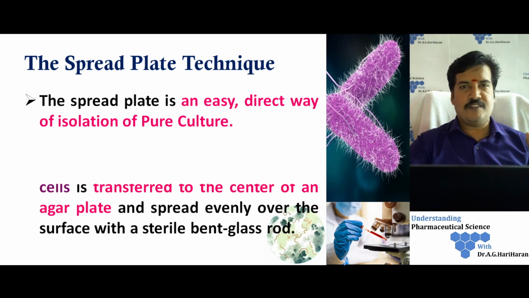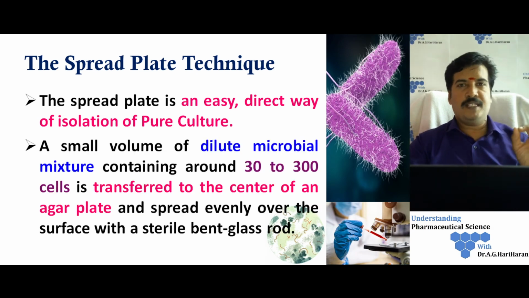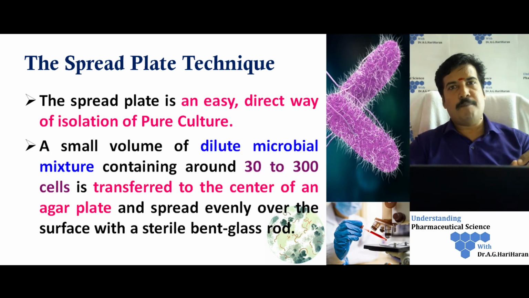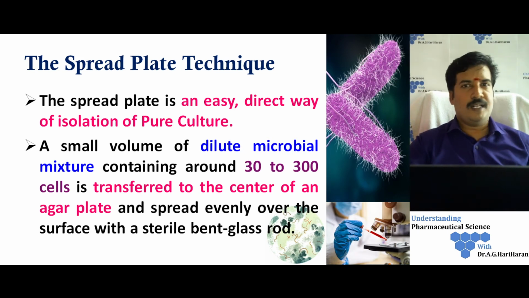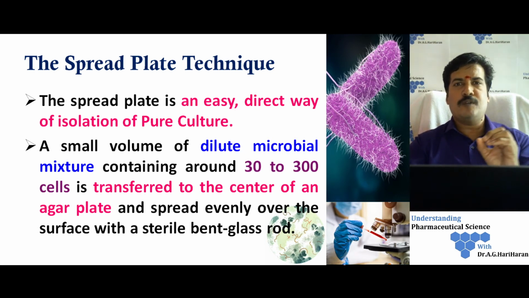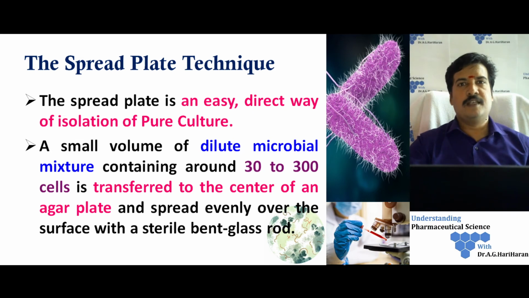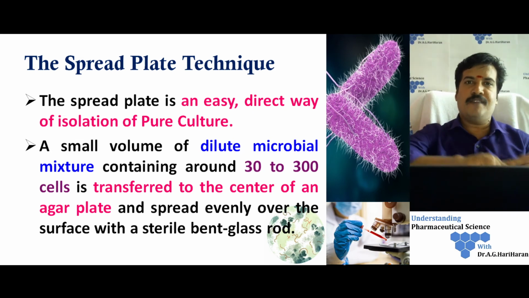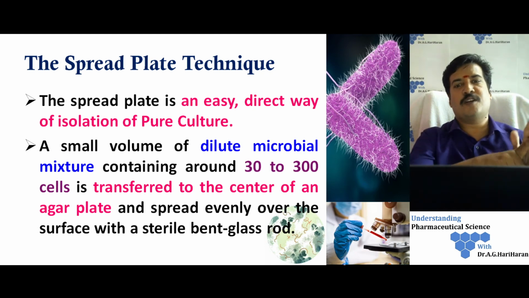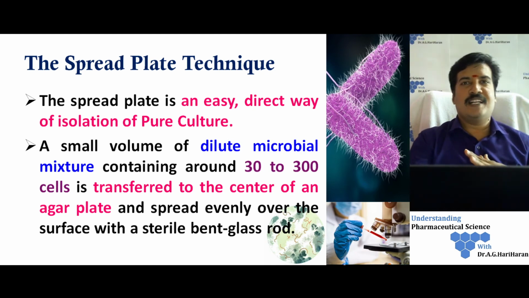How it is done: we place a diluted sample of microbial cells with a population of around 30 to 300 cells. Then a single drop is placed in the center of the agar plate, and then spread with the help of a special type of glass rod called a sterile bent glass rod.